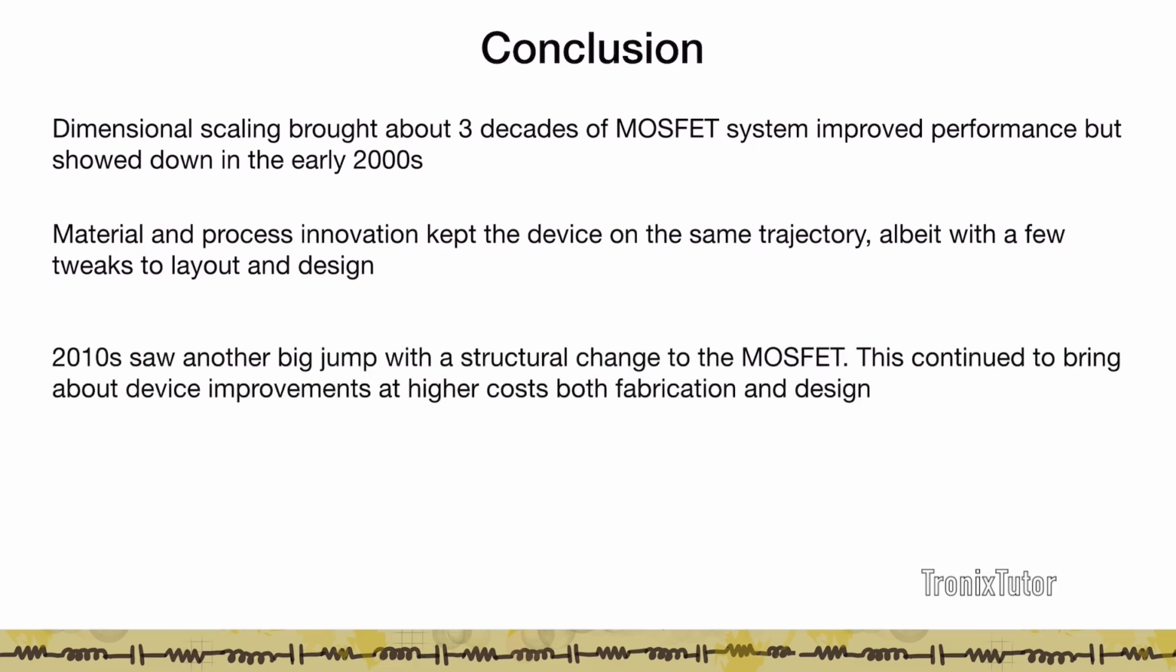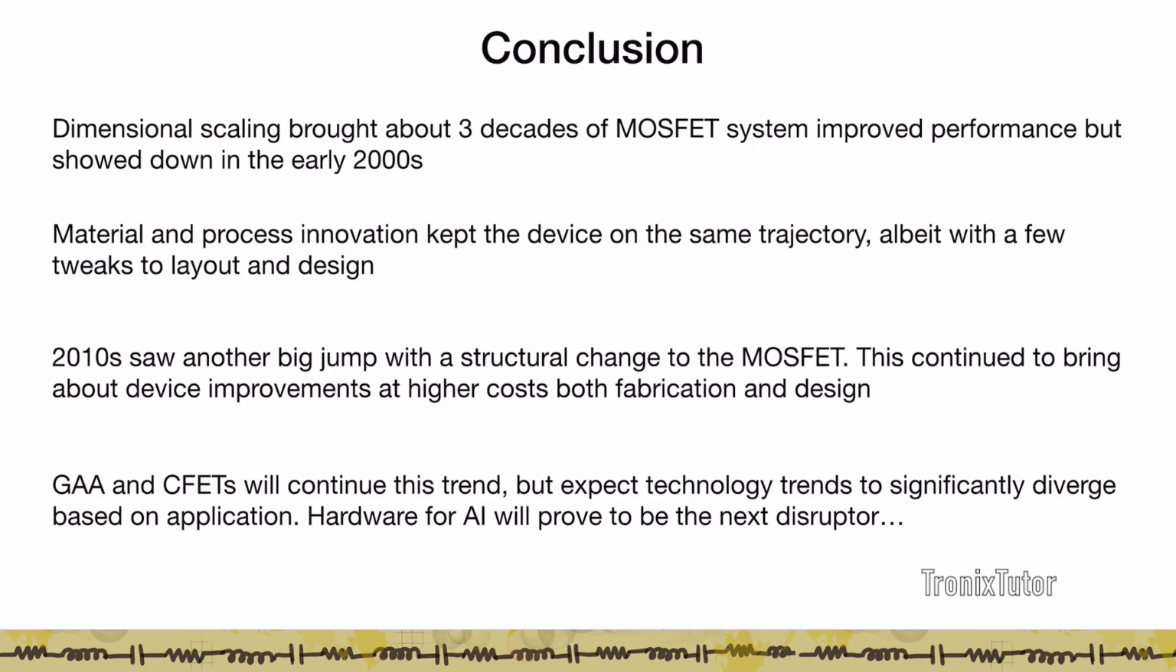The tri-gate or the FinFET was another big jump where a structural change was made to MOSFET. Again, this was a very disruptive change, and a lot of additional layout and design changes were needed to get this into production. So this was accompanied by a huge cost increase in both fabrication and design, but it was something which brought a few years of scaling.